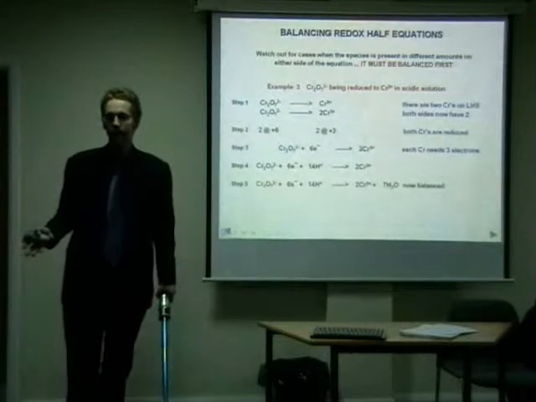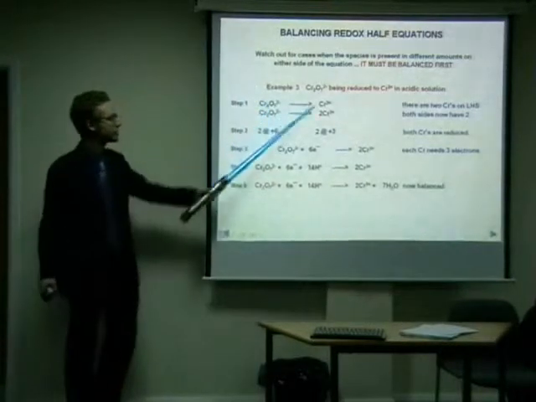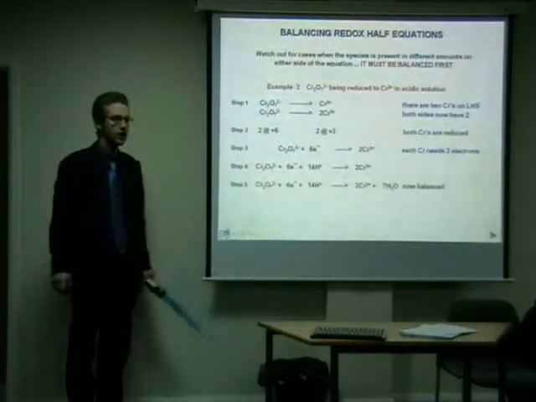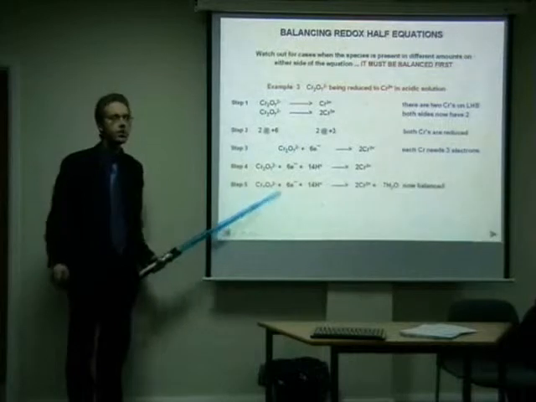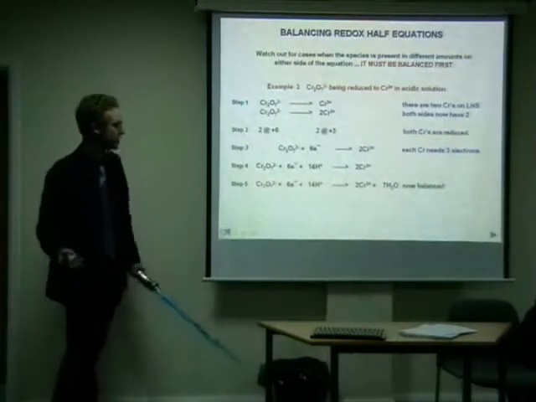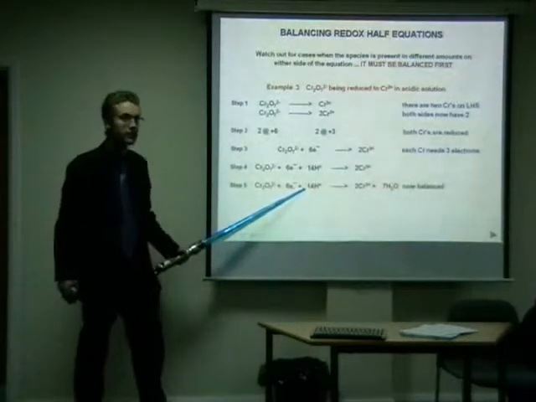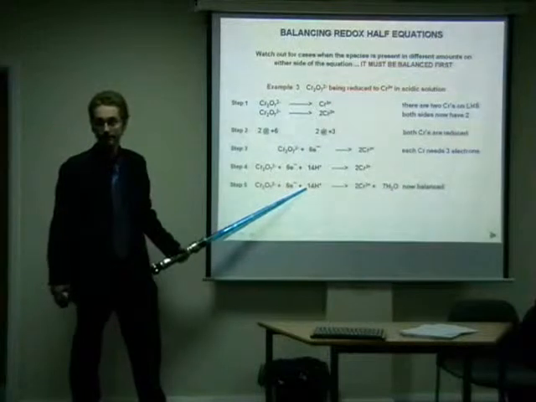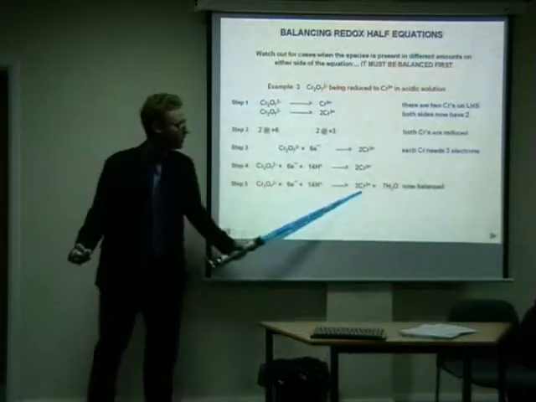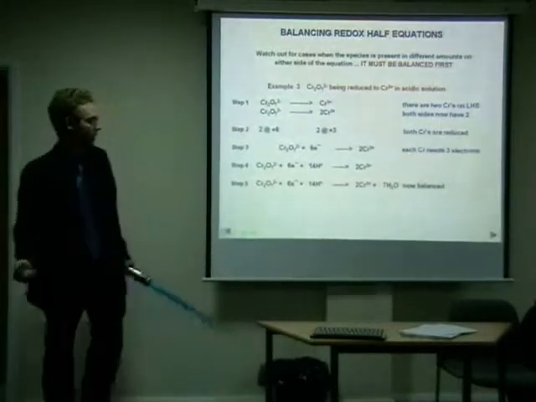Yes? No? +6 to +3, there are 2 of them. So I need 6 electrons on the left-hand side. Each one needs 3 electrons. Got it? And now my charges are balanced. -2 minus 6 is -8, plus 14 is +6. 2 times +3 is +6. My charge is balanced, that's the right answer.